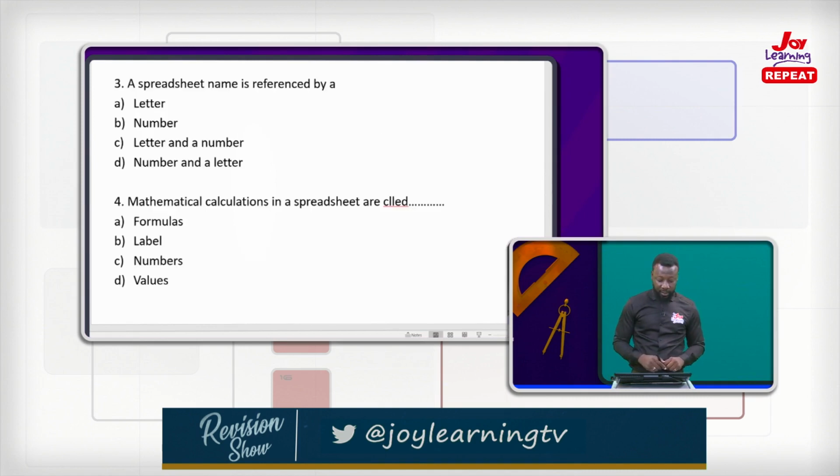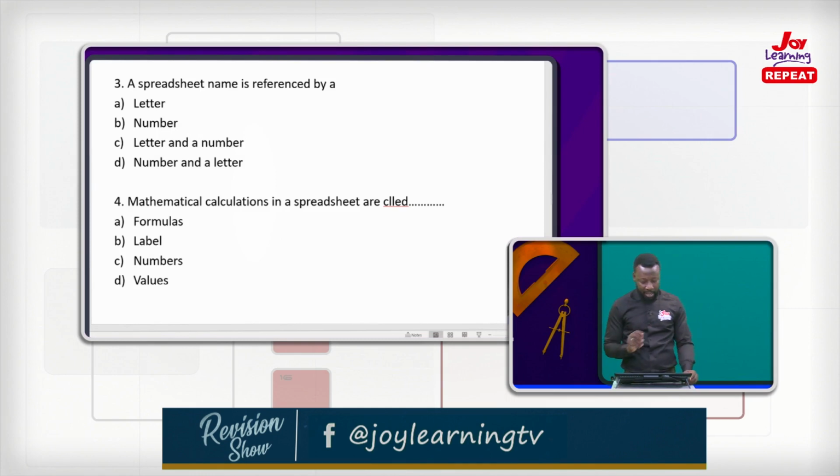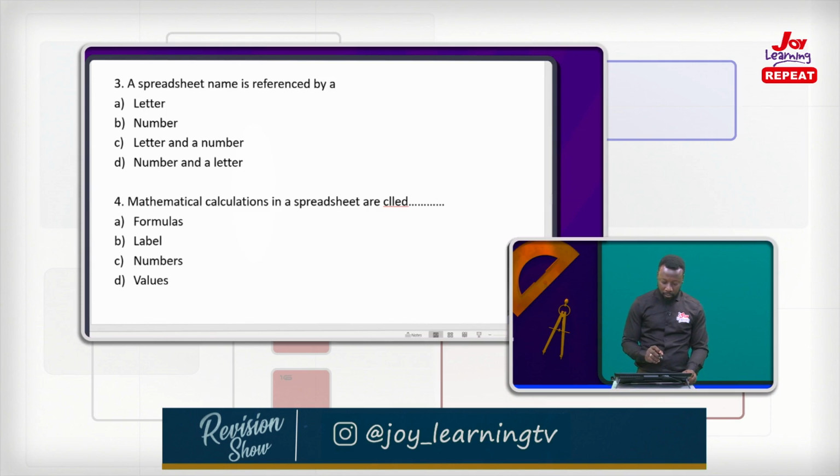The next set of questions. A spreadsheet name is referenced by A, a letter, B, number, C, letter and number, and D, number and letter. Question 4.